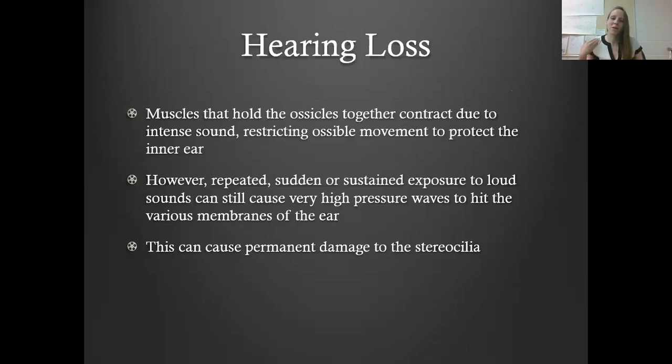However, if you have a lot of really loud sounds pounding into your ears all the time, those high pressure waves can actually come in and damage the inner ear and can actually cause permanent damage to the stereocilia. There are tiny little things on top of the hair cells that are getting bent against the tectorial membrane all the time. And that can eventually result in hearing loss. That's why you're supposed to not crank super loud music in your headphones, or wear ear protection when you're mowing lawns.